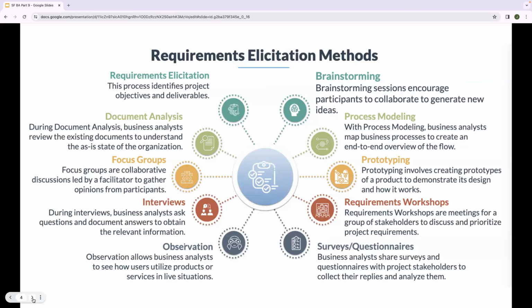Prototyping. Prototyping involves creating prototypes of the product to demonstrate its design and how it works. Requirement workshop. Requirement workshops are meetings for a group of stakeholders to discuss and prioritize project requirements. Surveys, questionnaires. Business analysts share surveys and questionnaires with the project stakeholders to collect their replies and analyze them.